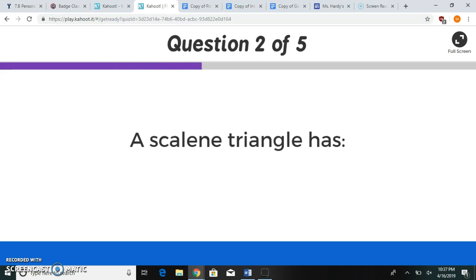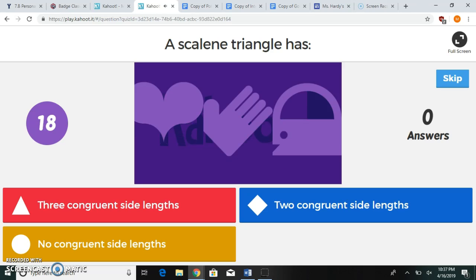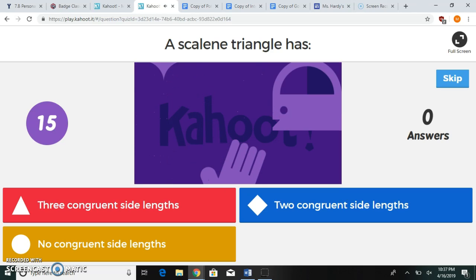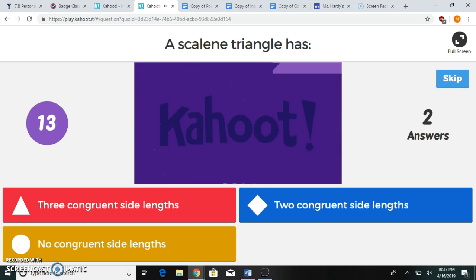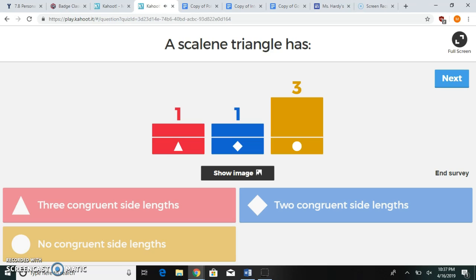Does the triangle have? I don't know. Oh no. I can't read that. Has 3 congruent side lengths, 2 congruent side lengths, no congruent side lengths. I'm not sure. But I'm gonna guess. We'll see. I honestly don't know. Yes! Good work.